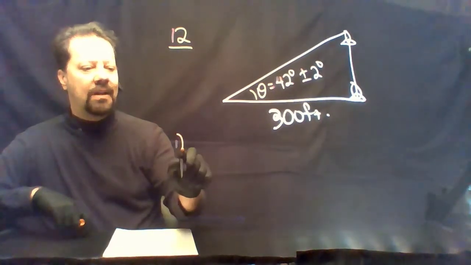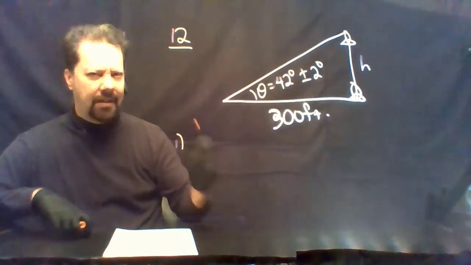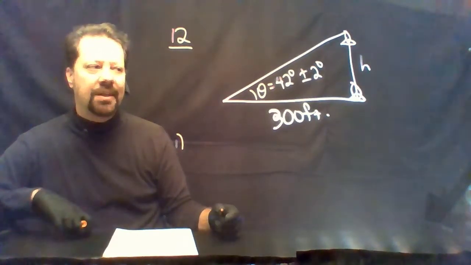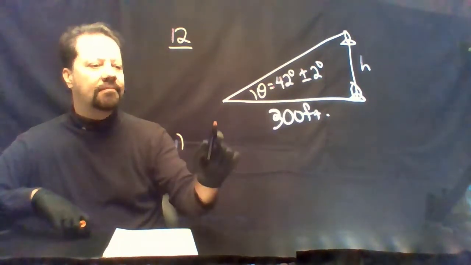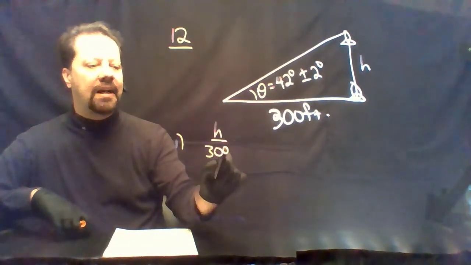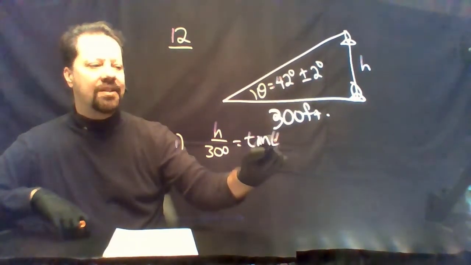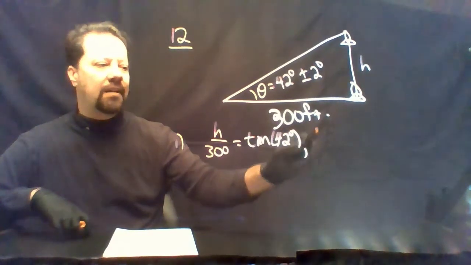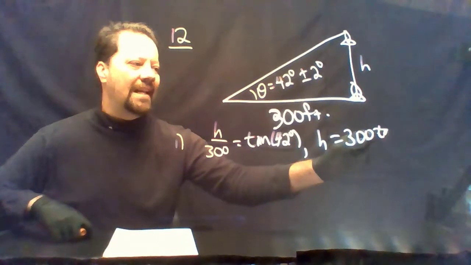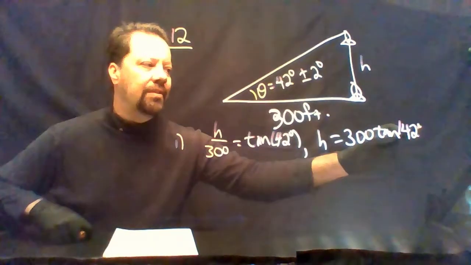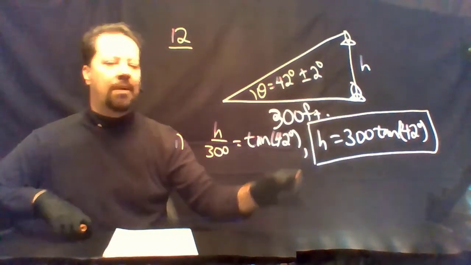So on part 1, we ask how high. Let's define our variable h. An important step in solving applied problems is to define a variable name for what you're solving for. h divided by 300 would be opposite over adjacent. That's the tangent of 42 degrees. It follows then that h is 300 times the tangent of 42 degrees. On the exam, just put a box around that.